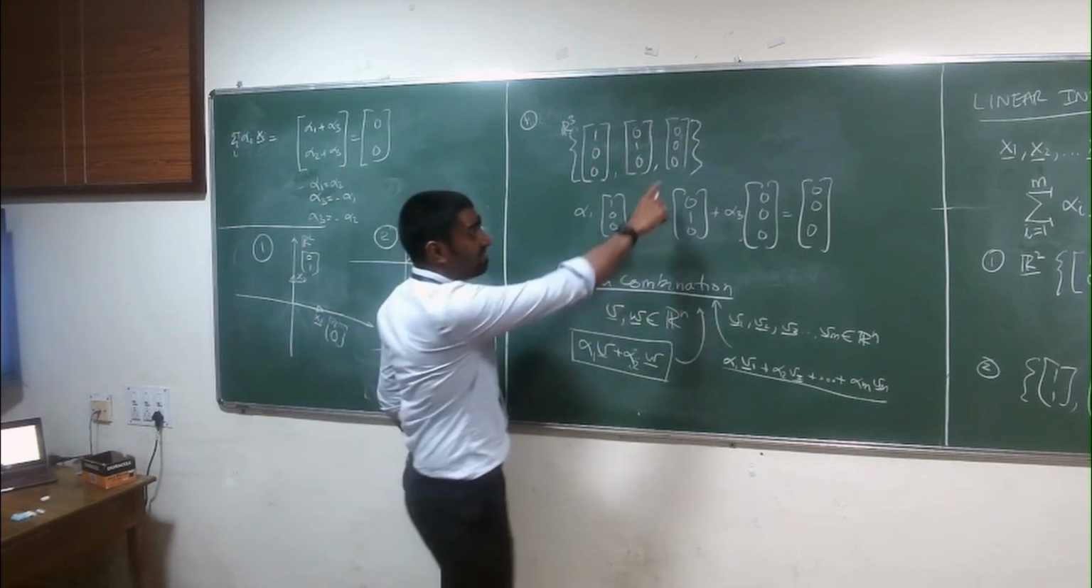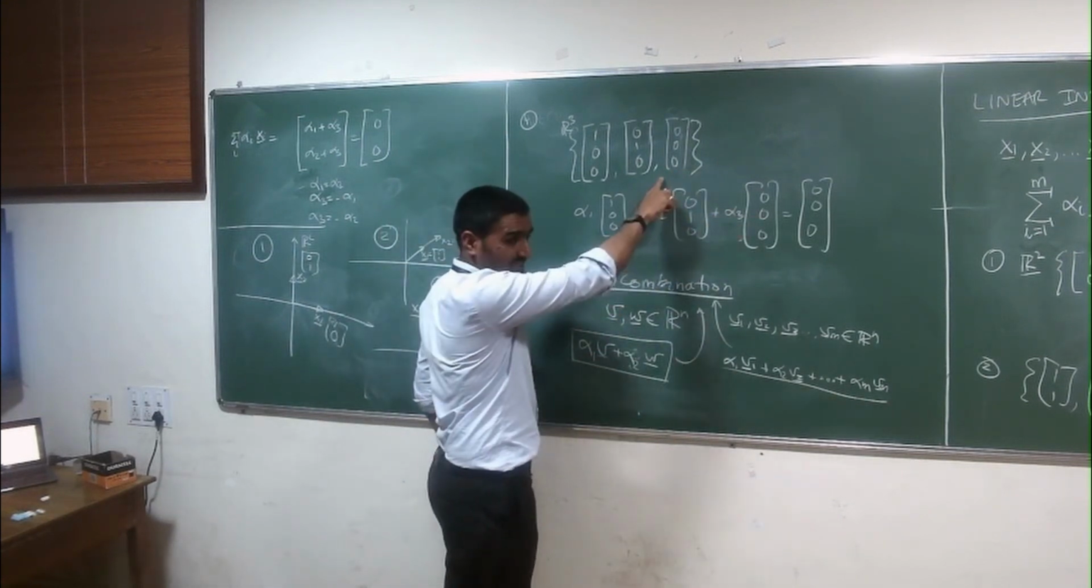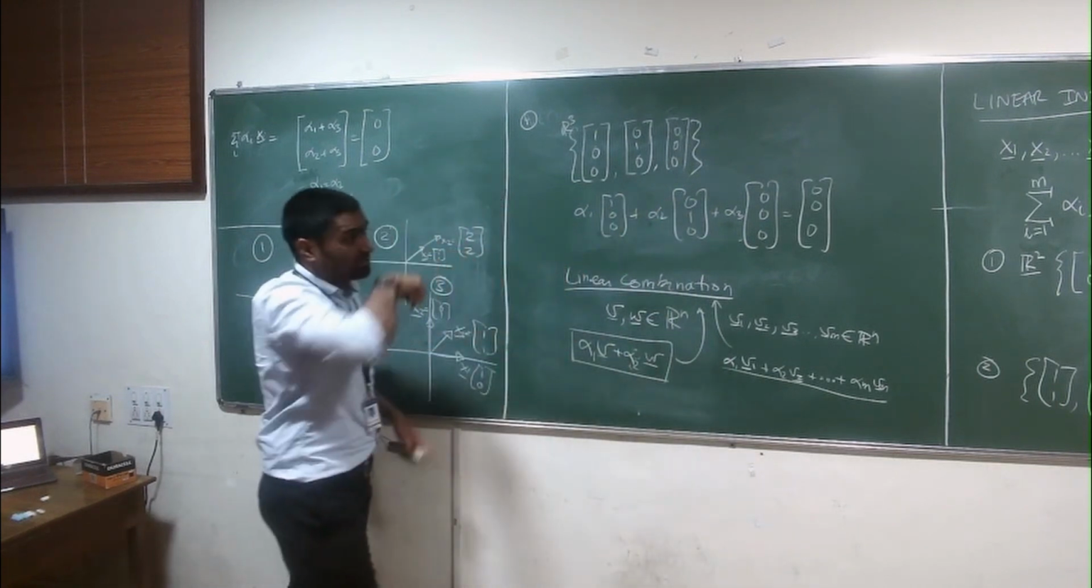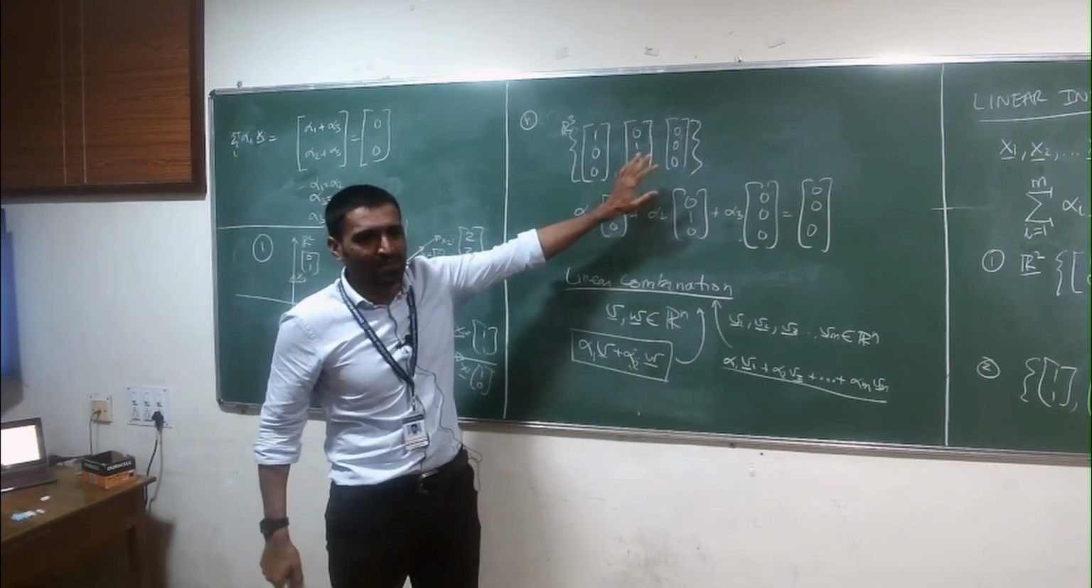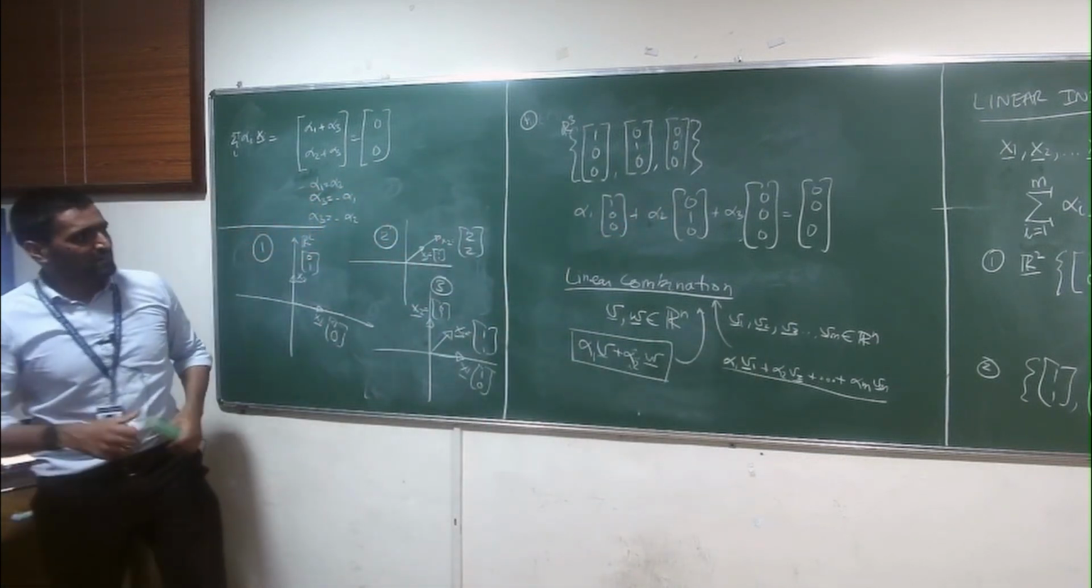Which means whenever you have a set that has a 0 element, you don't have to do any extra work. That is a dependent set. So a 0 element cannot be in a set if the set is to be linearly independent.